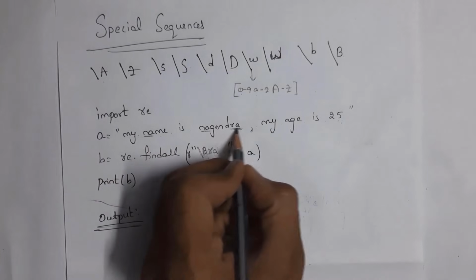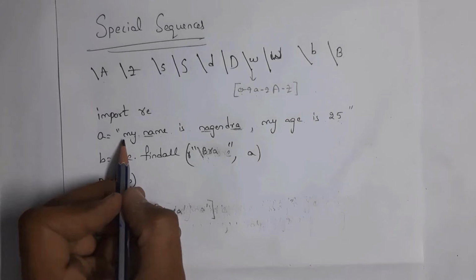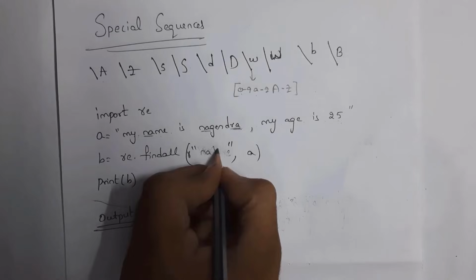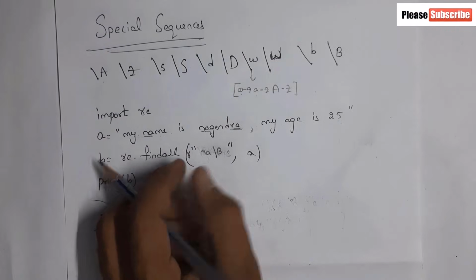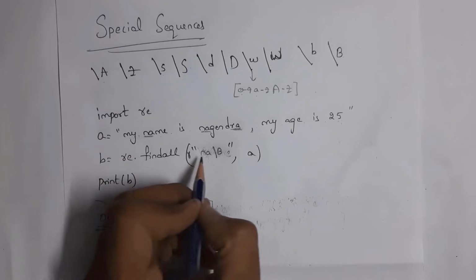Yes, RA is available here, so it will print RA. For example, I want to search whether any string contains NA first. So just write here NA \B. If you want to search the first character, then write \B last. So it will check whether any string contains NA first.